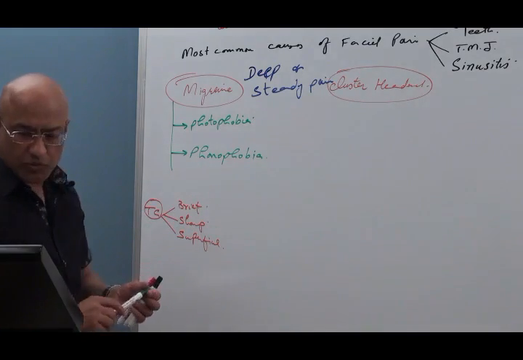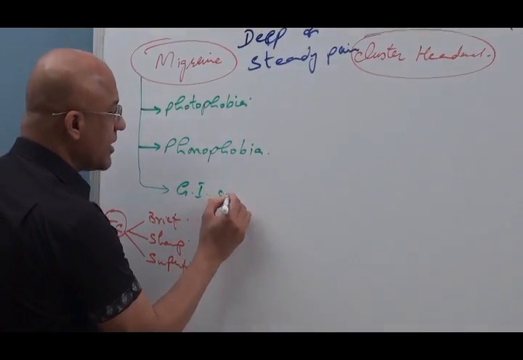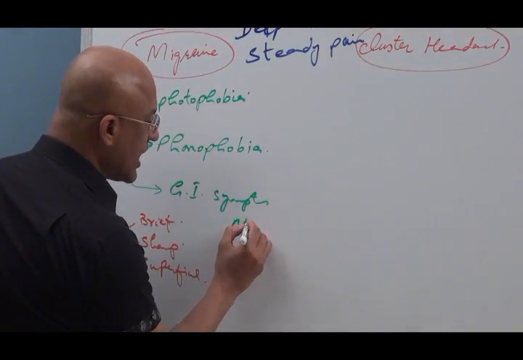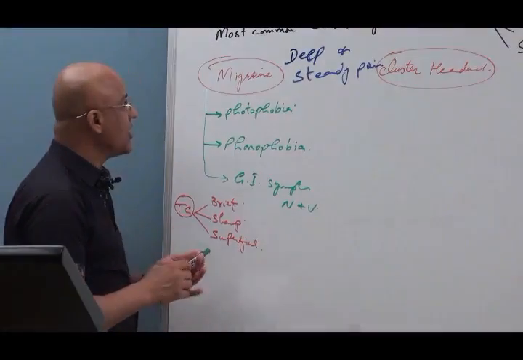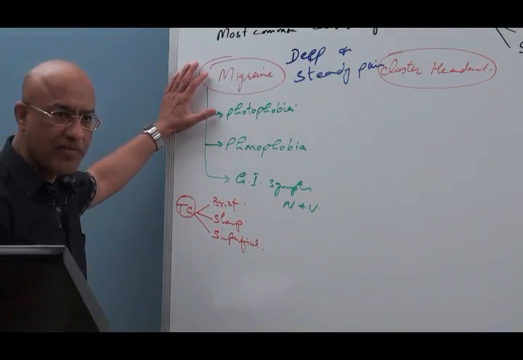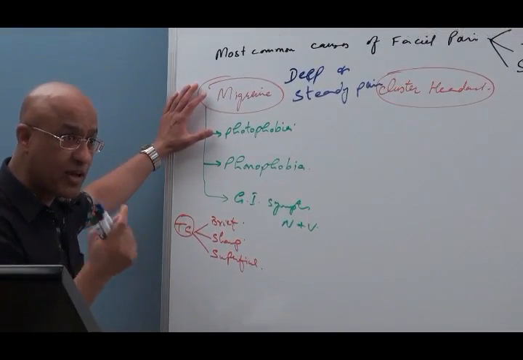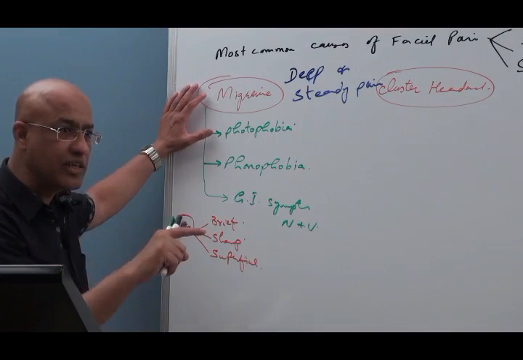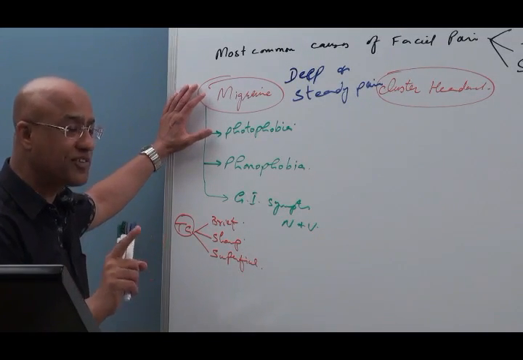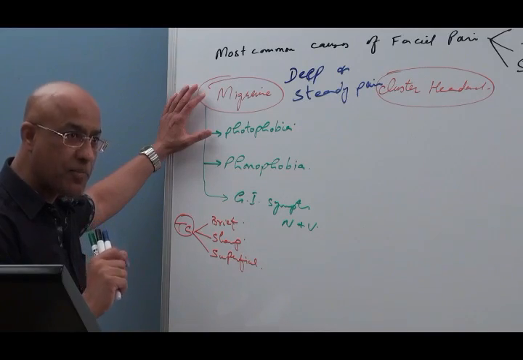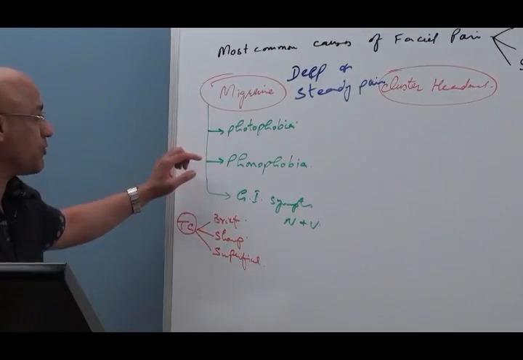Then these patients may have GI symptoms, gastrointestinal symptoms like nausea and vomiting. So what I really want to tell you is that in migraine, the pain may be half-headed, hemicranial pain, or in some cases even bilateral. But the important thing in migraine is that the pain is deep-seated and steady over many hours. It's not a matter of seconds and minutes. And secondly, the pain is not superficial and it is associated with other symptoms like photophobia, phonophobia and nausea and vomiting.